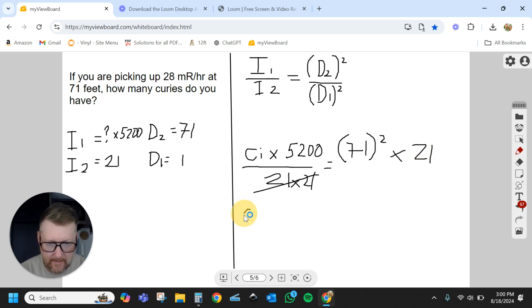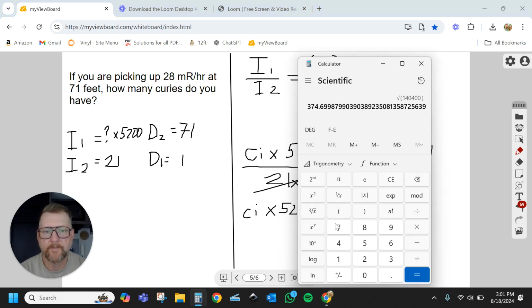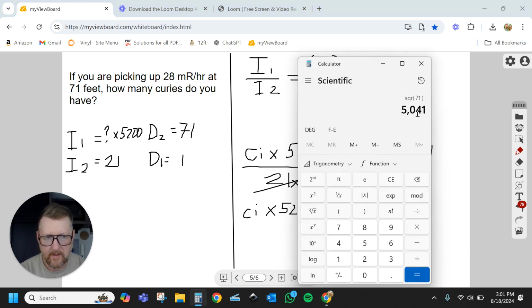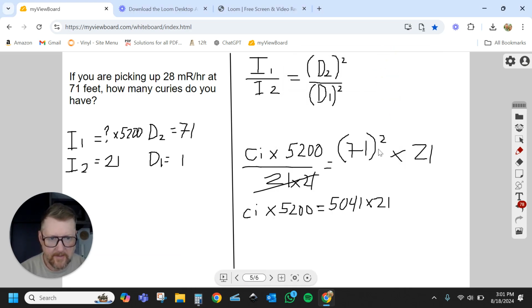So now we've got Curies times 5200 equals, what's 71 squared? 71 squared, 5041. Times 28, which also equals 5041 times 28, 141,148.